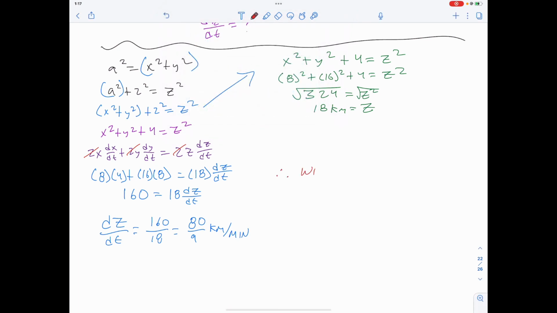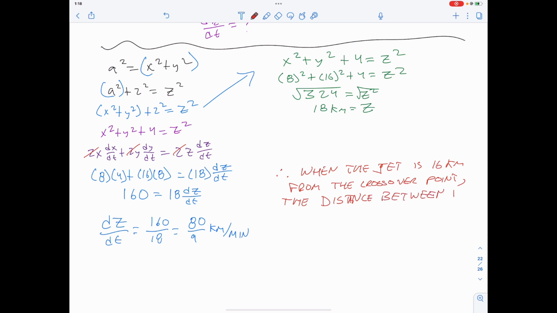Therefore, when the jet is 16 kilometers from the crossover point, the distance between the jet and the plane is increasing at a rate of 80 over 9 kilometers per minute.